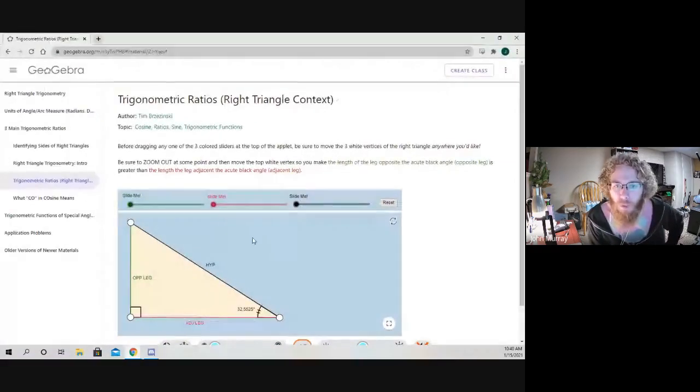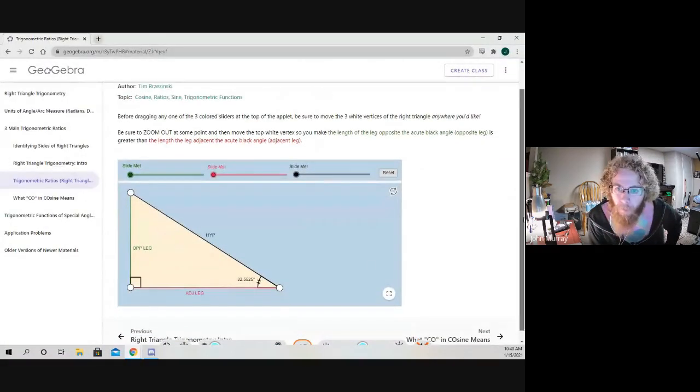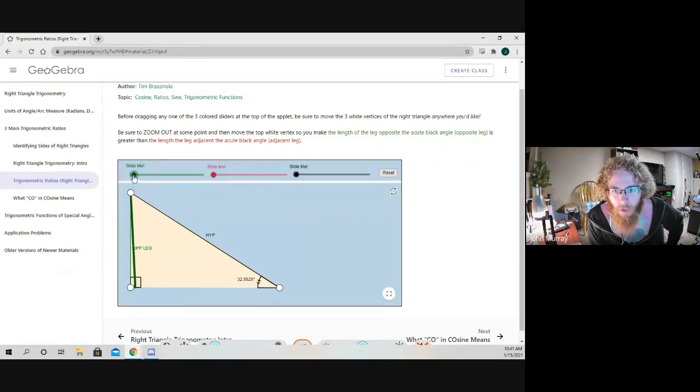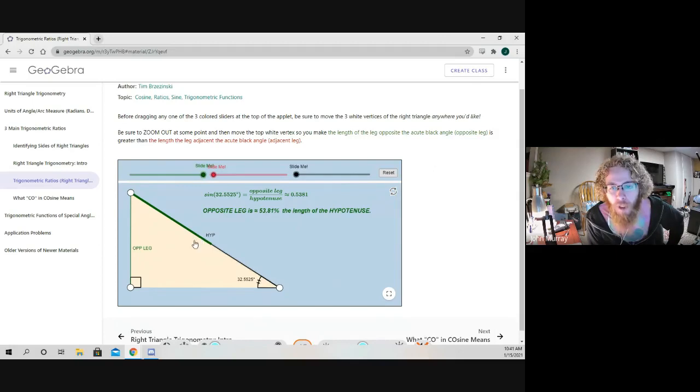Okay, if we want to look at it visually, this is my angle over here with the arc and the 2 dashes. The sine compares the opposite leg to the hypotenuse. So the sine of our angle is 32.5. That gives us a specific ratio of our opposite leg to our hypotenuse.